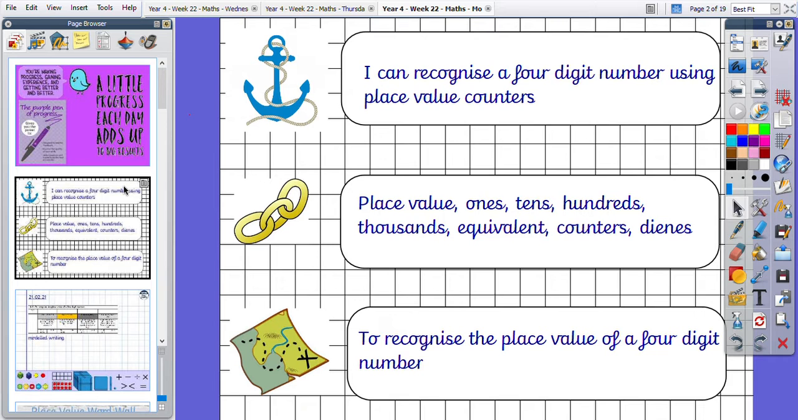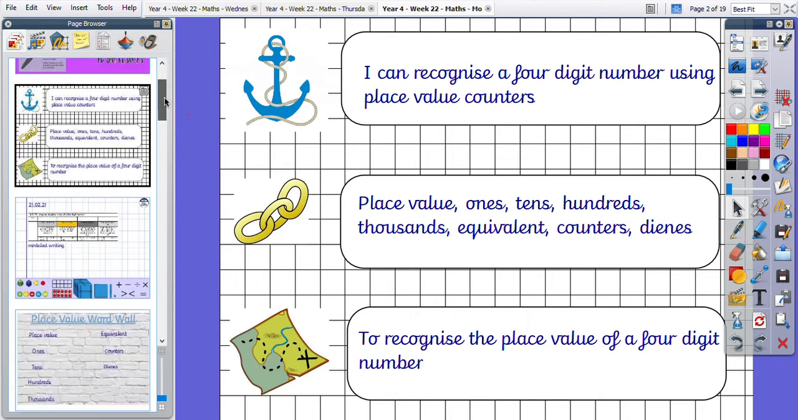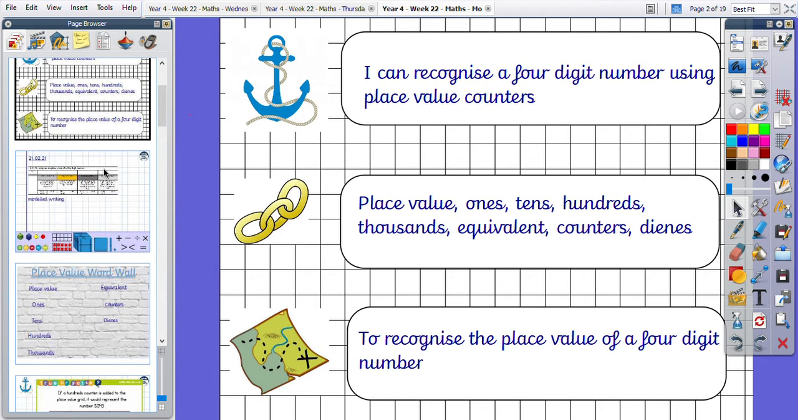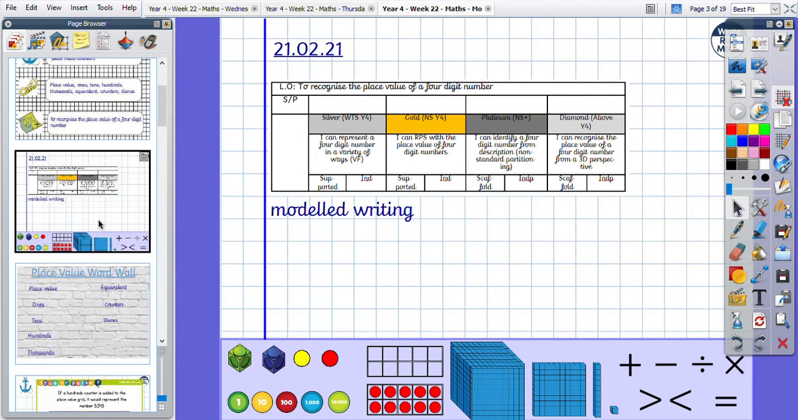Today we are going back to looking at place value. So starting back at the beginning of our curriculum, we are going to move back through what we need to know for Year 4 and make sure that we really understand it, and we are moving deeper towards national standards. So we are achieving gold or more over the course of the next few terms. So today we are recognising the place value of a 4-digit number.